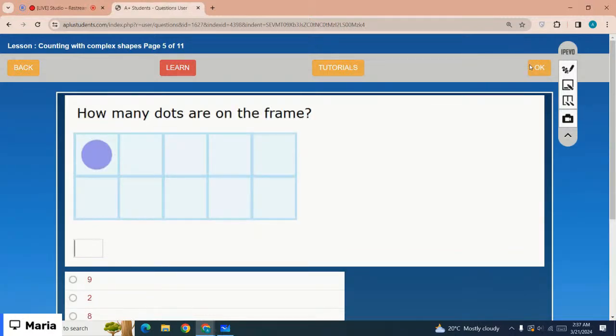How many dots are on the frame? Yes, there is only one dot. The correct option is 1, right?